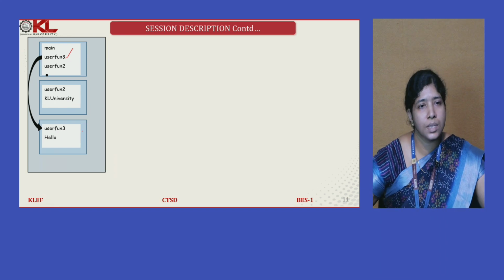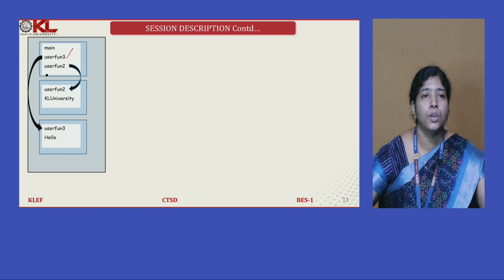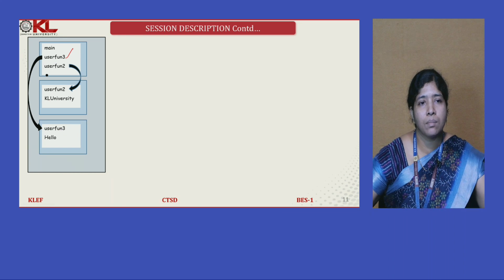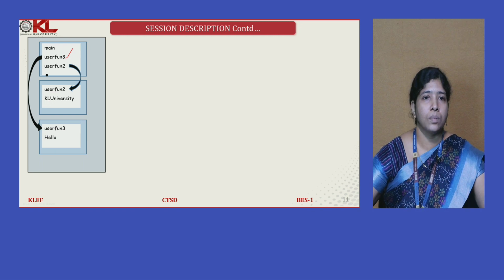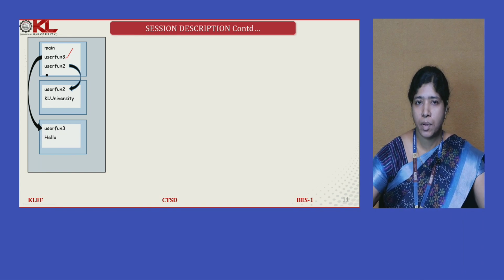Now, is it completed? Yes. Once it is completed, it goes to the second line in the main function, which is user function 2. In user function 2, I have given the statement KL University. So the output is Hello KL University. I hope everybody is okay with how the procedure of function calls works. Now we will see the categories and how these are implemented.